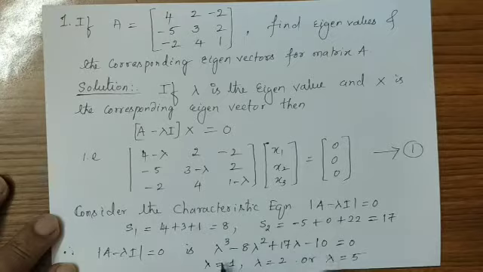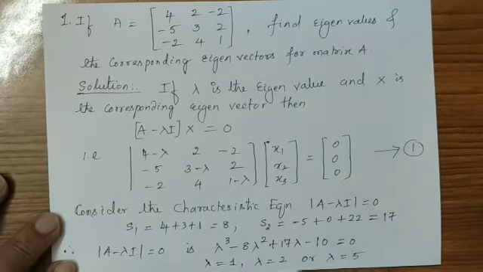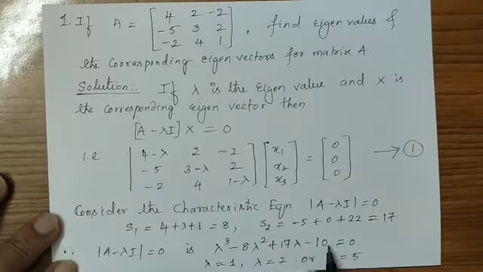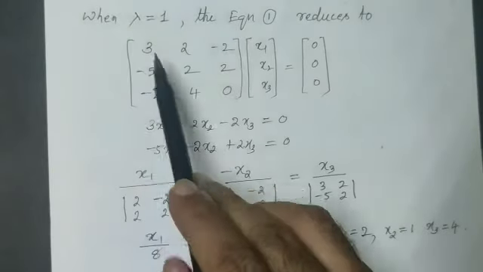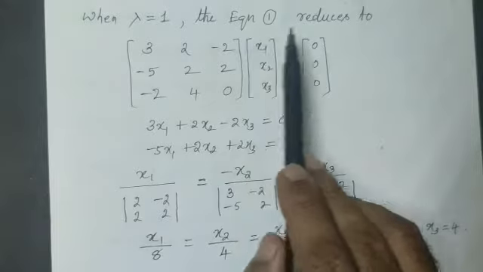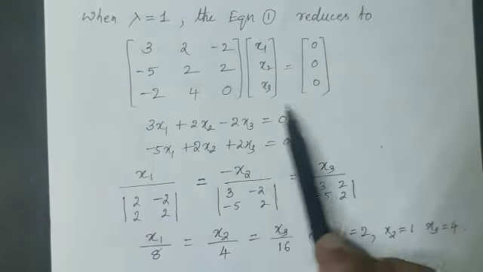So we got this lambda cube minus 8 lambda square plus 17 lambda minus 10. You can use synthetic division here, or if you have the calculator, you can use the calculator to find the values of lambda, that is the roots of this equation. So the roots of the cubic equation, if you use the calculator, you will find 1, 2 and 5. When lambda is equal to 1, the equation reduces to this system.